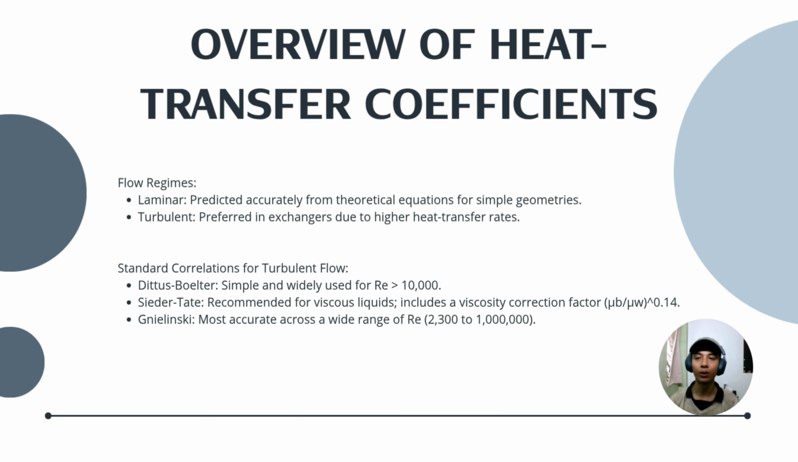For convective heat transfer correlations, to get more precise, we look at the fluid regimes inside the tubes. While laminar flow can be predicted by theory, we generally prefer turbulent flow in heat exchangers because it significantly boosts our heat transfer coefficients. We use several key correlations depending on the fluid type. The Dittus-Boelter equation is our standard for general turbulent flow. If you are dealing with highly viscous liquids, we pivot to the Sieder-Tate equation, which accounts for the large temperature gradients at the tube wall. For the highest level of accuracy across a wide range of Reynolds numbers, the Gnielinski equation is our go-to tool.